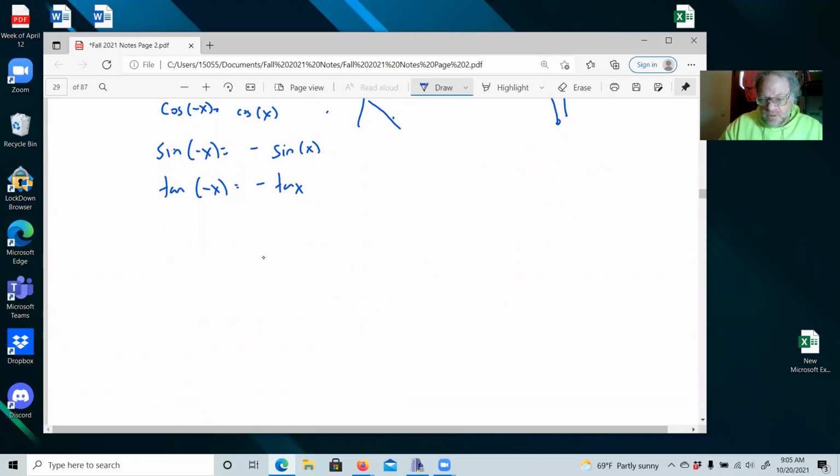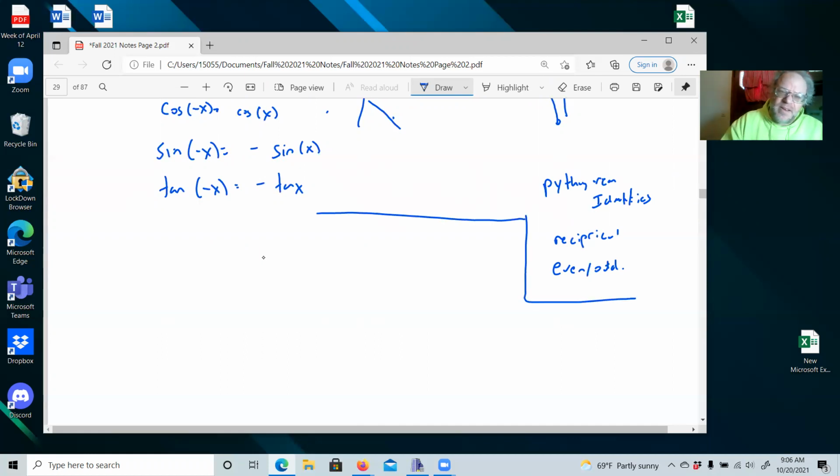So, Pythagorean identities. Reciprocal. And even-odd. Don't worry, there'll be more in section 5.2. There's a lot to know. Pythagorean ones you have to know forever. Reciprocal ones you have to know forever, and it's really easy. It's really convenient to know which ones are even and odd.